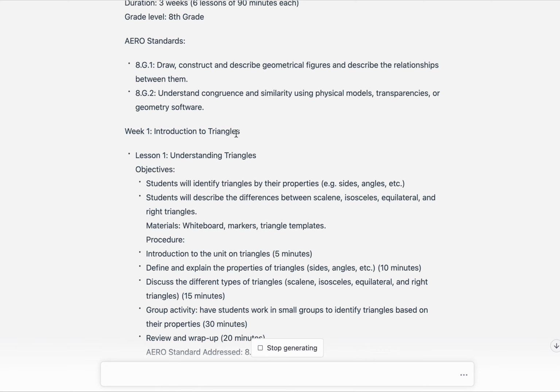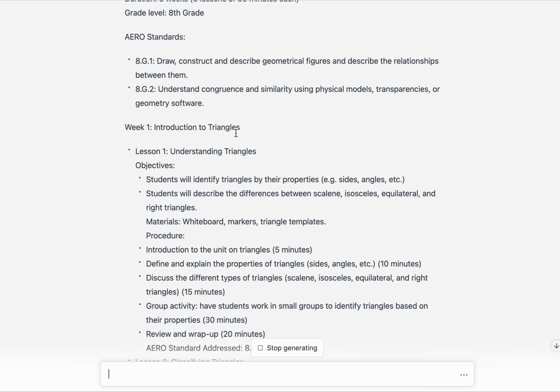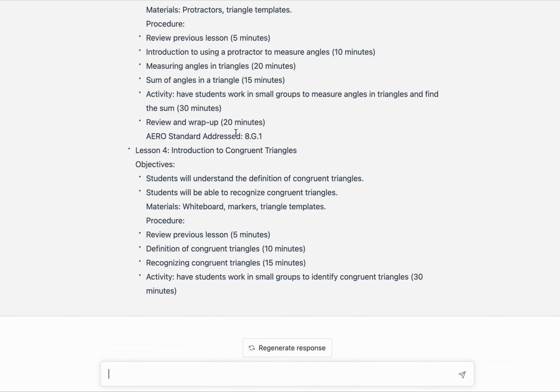Because 8G1 is draw, construct, and describe geometrical figures using the relationships between them. And I suppose, again, it's paused. But the point I'm making, it can. Let's see, I wonder if I could ask a question to continue. Let me see. Continue.